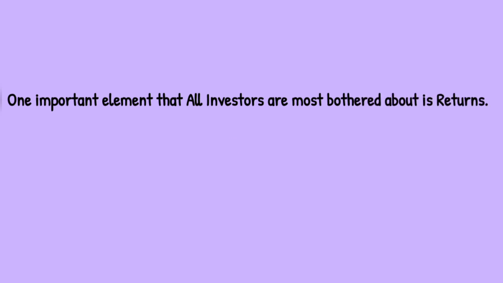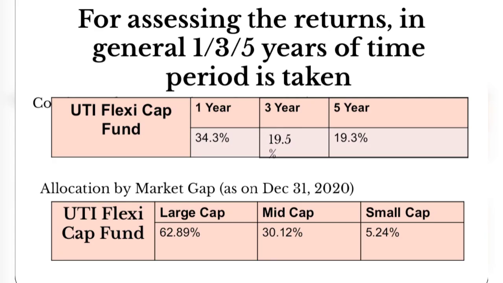One important element that all investors are most bothered about is returns. For assessing the returns in general, 1 or 3 or 5 years of time period is taken. Coming to the returns, as on 1st January 2021, UTI FlexiCap Fund 1-year return 34.3%, 5-year return 19.3%. Allocation by market cap as on 31st December 2020.